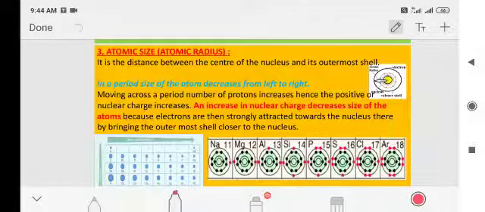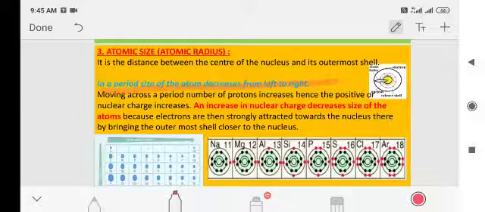The atomic size or atomic radius is the distance between the nucleus and the outermost shell. Distance between the nucleus, that means the center of the atom, and the outermost shell. Here is a diagram, you will be able to see the distance between the center and the outermost shell is called atomic radius. Now we have to see what happens to the atomic size across a period, and theory says that, in this blue letter you will be able to see, in a period atomic size decreases from left to right. While you move across a period, atomic size decreases.